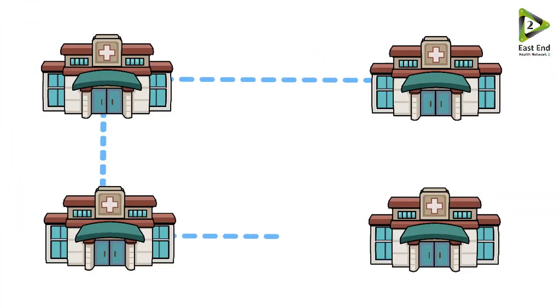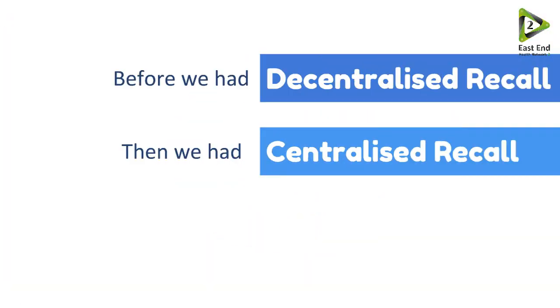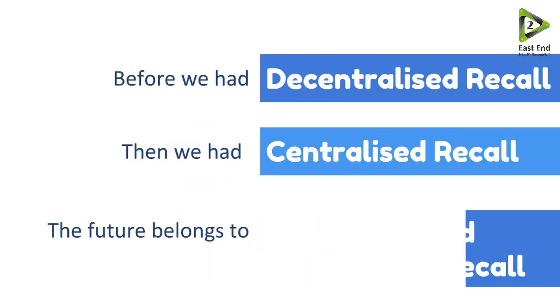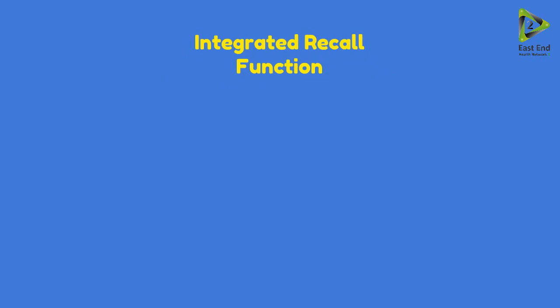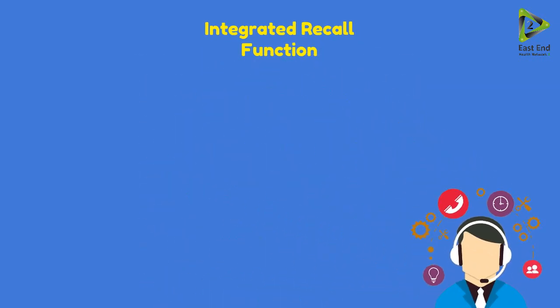We then formed centralised recall. This was based on having a dedicated team of recall administrators centrally based. This was then developed into our integrated centralised recall. So what is integrated centralised recall? Put simply, it brings together key components of the entire system to optimise delivery and create efficiency. We will now go through some of those key components.